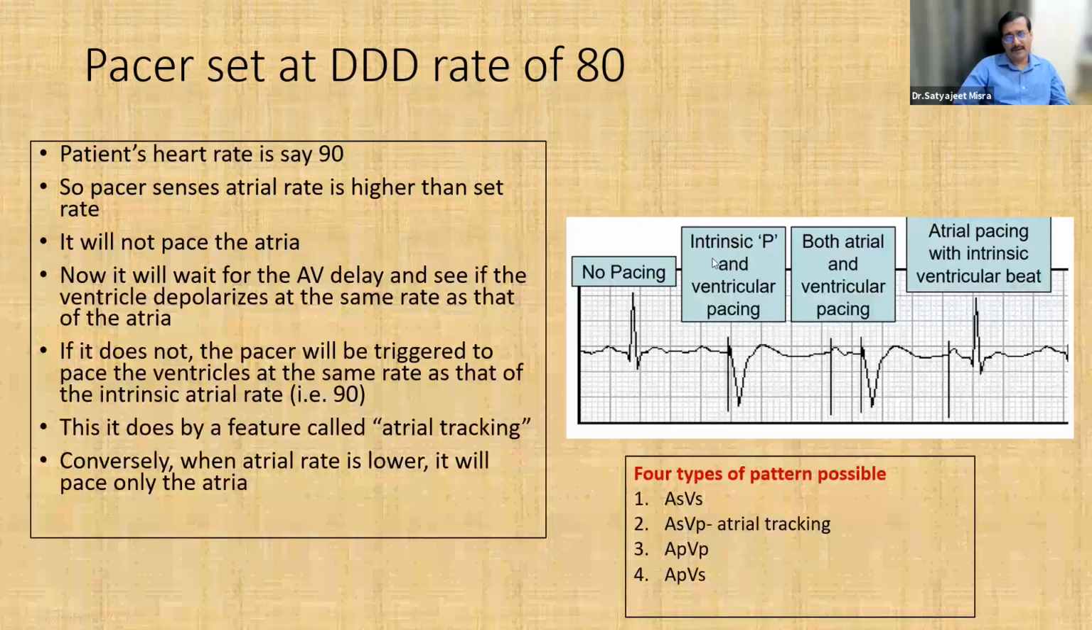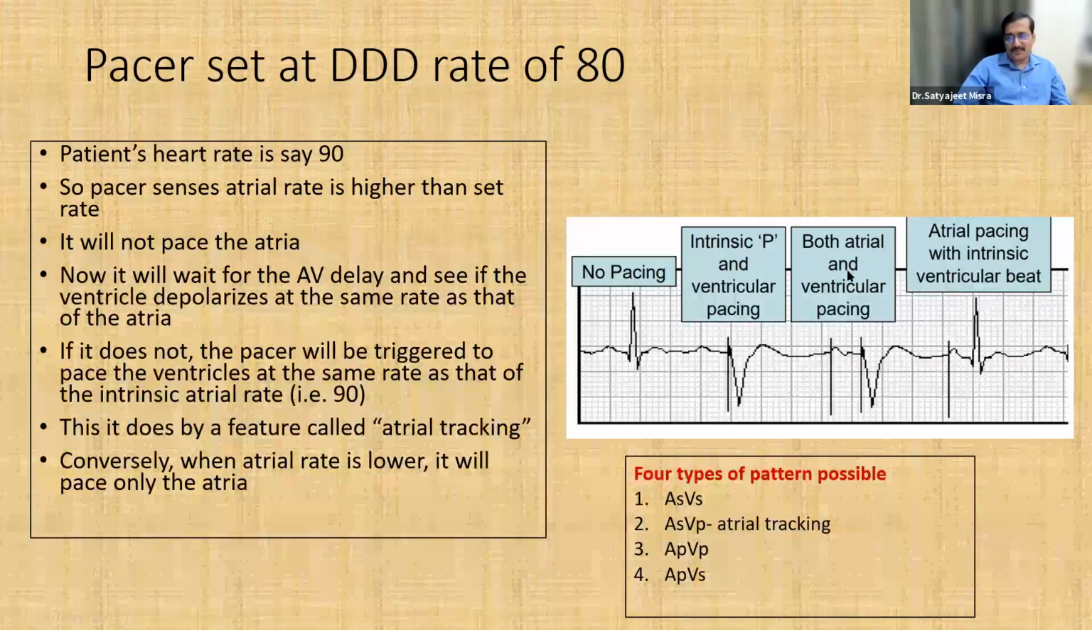Look at the other one. Now there is an intrinsic P wave, so it's sensing the P wave. So there is no pacing spike here. But after the predetermined time interval, it doesn't sense a QRS depolarization. It doesn't sense a QRS spike. So it gives a pacing spike and generates a QRS complex. So here it senses the atria, that is A sense, but paces the ventricle. So A sense, V pace.